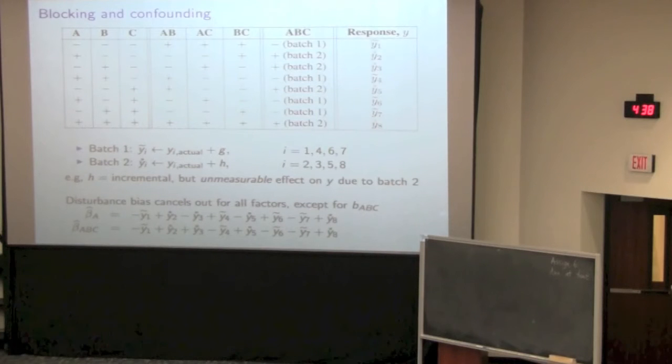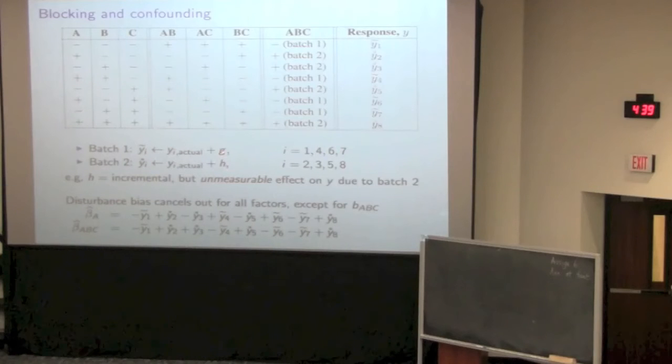Let's actually go ahead and assume that there really is an effect from the raw materials. So when I use batch 1, the effect on Y is going to be whatever Y was plus an additional amount of G. We're going to boost Y by some amount of G. I don't know what G is, it could be a positive or negative amount, but runs with batch 1, that's rows 1, 4, 6, and 7, are going to be artificially increased by an amount of G. And the batch 2 runs are going to be artificially increased by an amount of H. Now we obviously don't know G and H, these are unmeasurable, but we can symbolically assume that they exist.